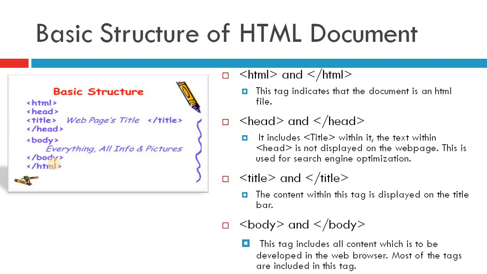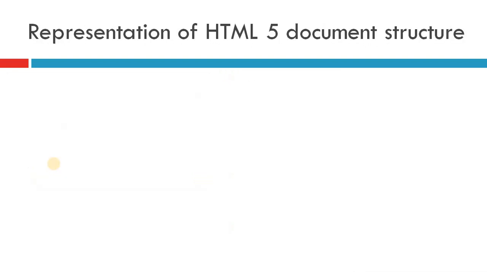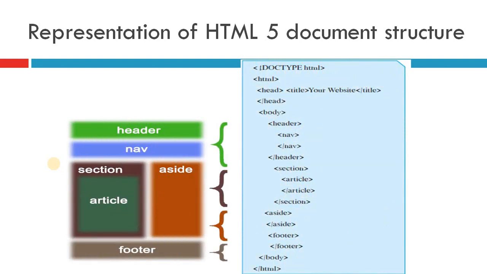Next, we are going to see the representation of HTML5 document. Now we have to study HTML5. So here we have the representation of HTML5 document structure. Now this is just a representation. The actual document is going to be different for different websites or web pages. So here you can see this is the code and this is how the structure is going to look. Doc type HTML. Every time in HTML5, the first statement is doc type HTML. It is an indication to the browser that we will be using HTML5.